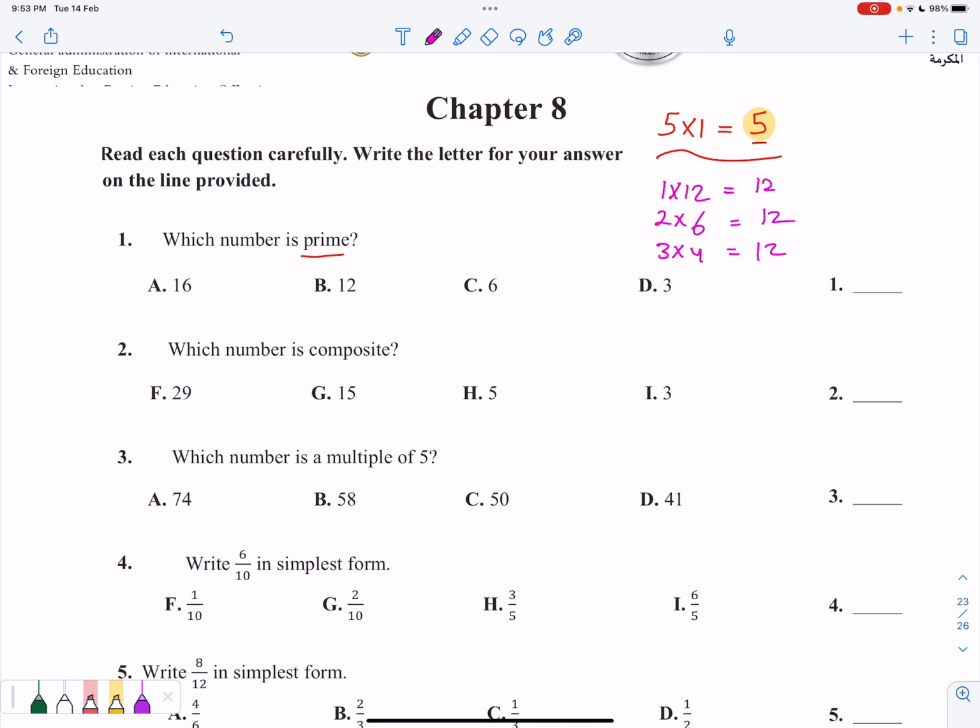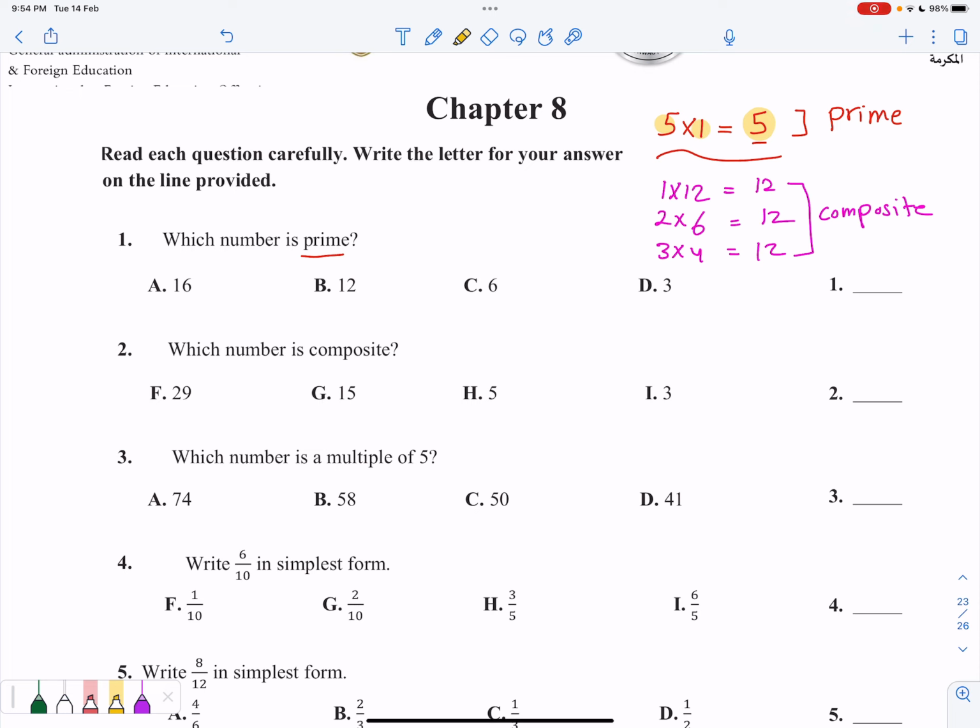So, what do we say about the number 12? We say that the number 12 is a composite number, and it is not a prime number. It is a composite number because we can make it in many different ways. But the number 5, we can call it a prime number because we can only make it from multiplying the number itself by 1.